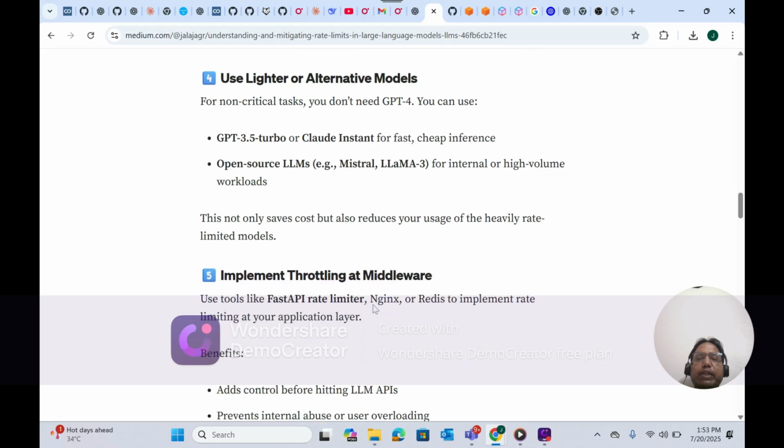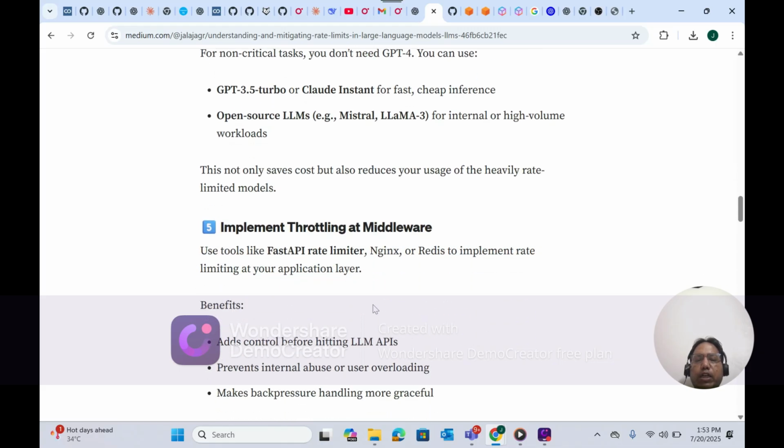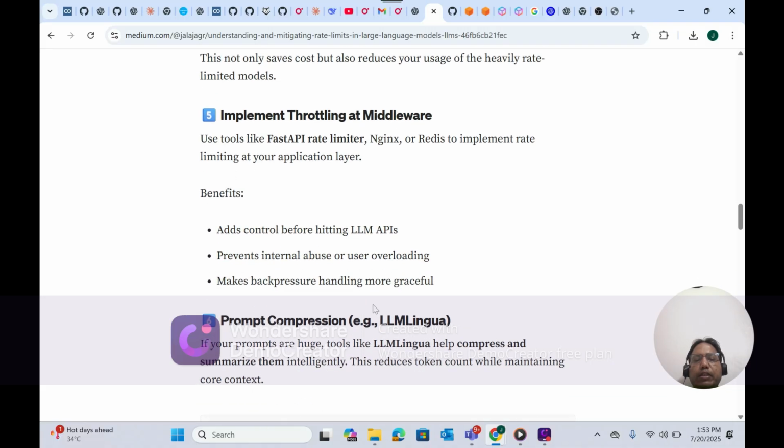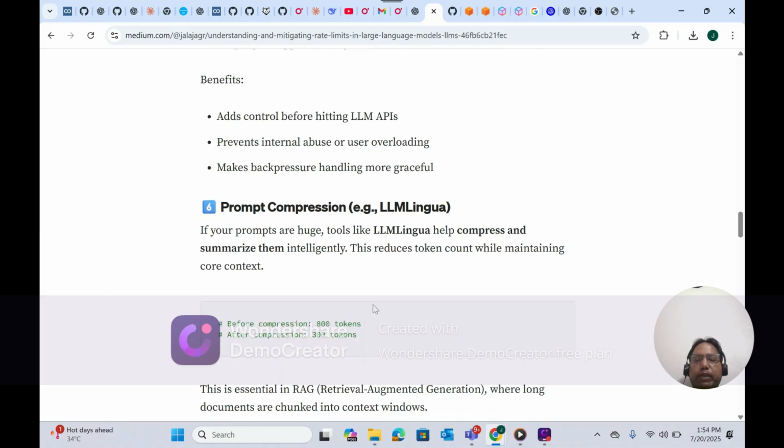Fifth strategy: in our application, if we are using something like Nginx or Redis, we can put a throttle limit there, so that not too many requests go to the LLM. We can do that in the application layer. The sixth strategy is prompt compression. In this strategy, whatever retrieval results and context we have, we can combine and compress them. So the input tokens will be reduced, and on that basis we can also reduce the rate limit hits.